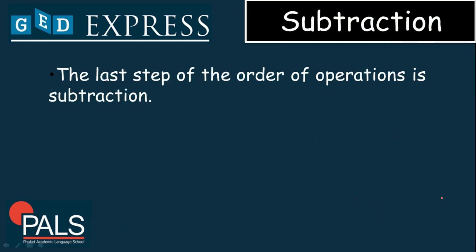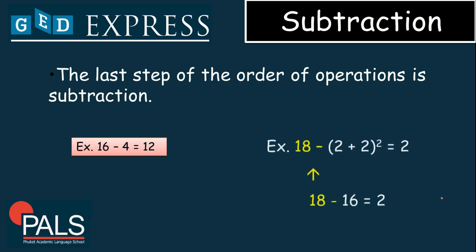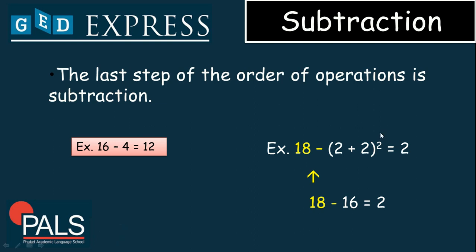The last step of the order of operations is subtraction. Suppose we have 16 minus 4, which gives you 12, or we use this specific equation. We have a number inside the parentheses, 2 plus 2, which gives you 4. That is our first priority. After that, 4 raised to 2, or 4 multiplied by itself, gives you 16. So 18, bring down the minus sign: 18 minus 16 gives you 2.